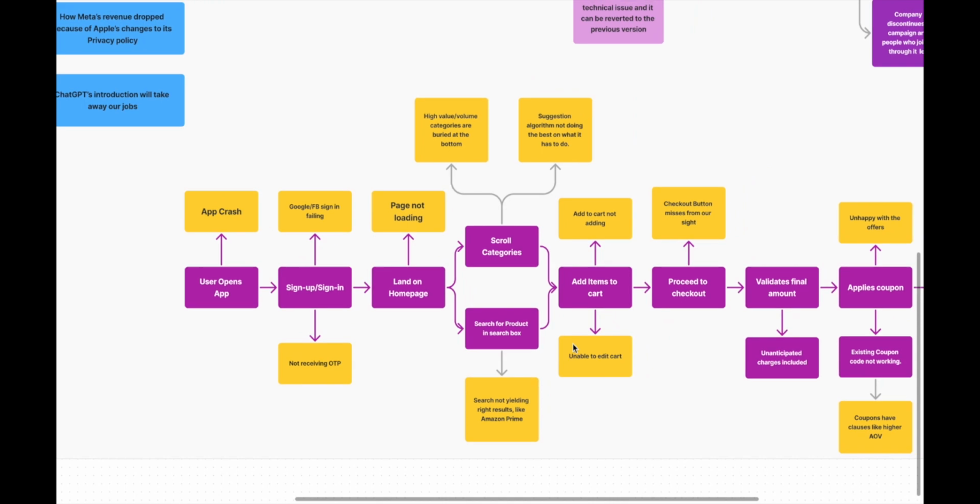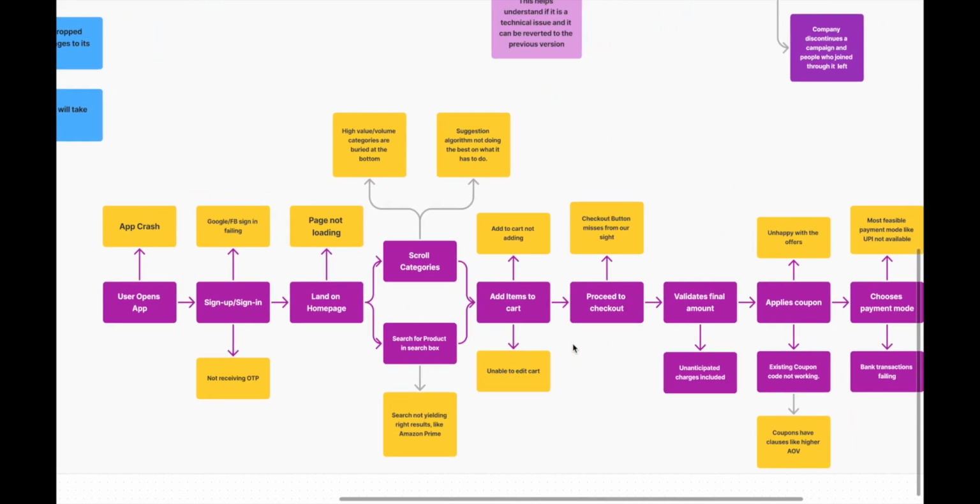Suppose that we have the user adding items to the cart. The issue here could be people are not adding to the cart. That is, add to cart is not actually adding. Pressing on plus one or plus two is not increasing a cart item. Or once they have added to the cart, they're not able to edit the cart. If either of these two happens, people will drop off because they're not able to do what they want to do. Considering that also goes fine.